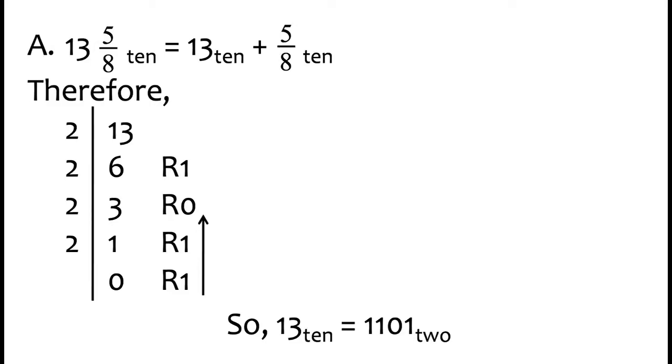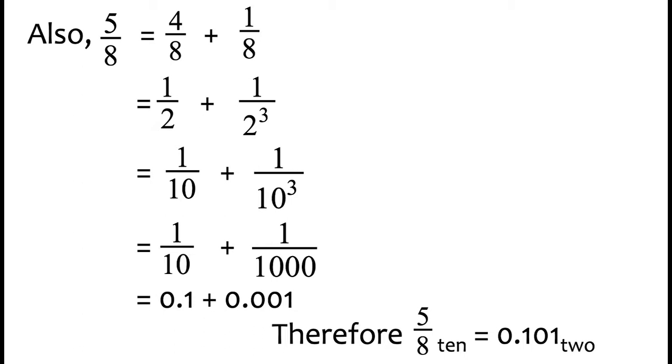So as usual, we have 13 divided by 2. The result is 6, remainder 1. 6 divided by 2, the result is 3, remainder 0. 3 divided by 2, the answer is 1, remainder 1. While 1 divided by 2, it cannot, remainder 1. If you use your calculator, 1 divided by 2 is 0.5, and like I told you, we are after whole numbers in this case. So start from the bottom. Our 13 base 10 will be equal to 1101 base 2. Now we move to the fractional part, which is 5/8.